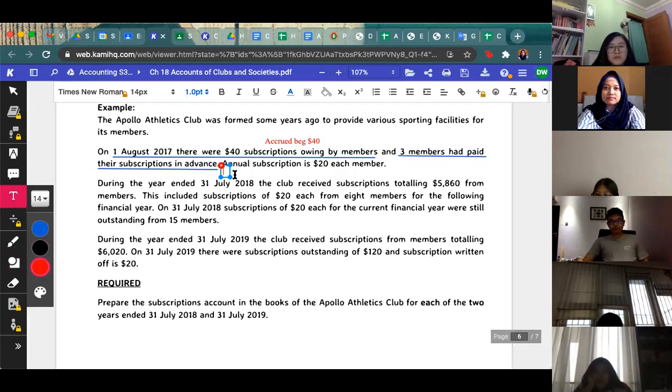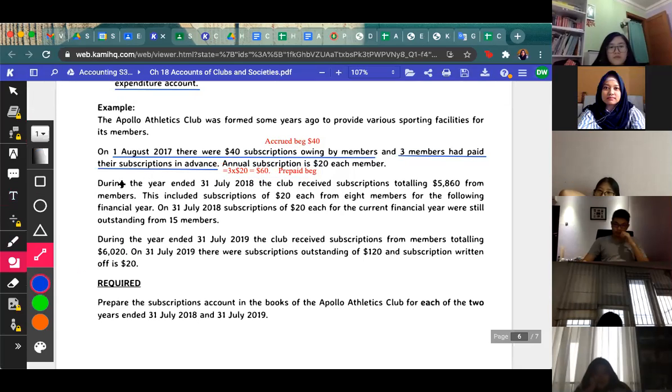So 3 members times 20 is now 60. What is that? In advance indicates that it is prepaid. It is also beginning, because it said on 1 August.